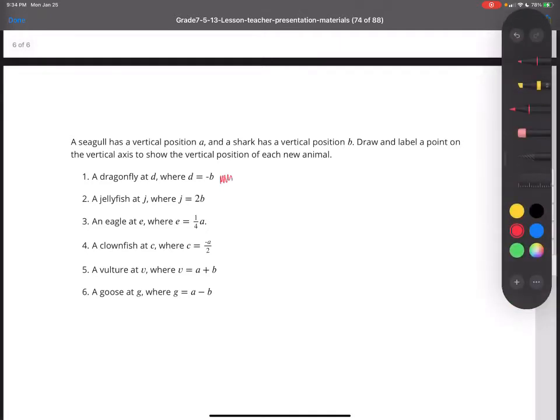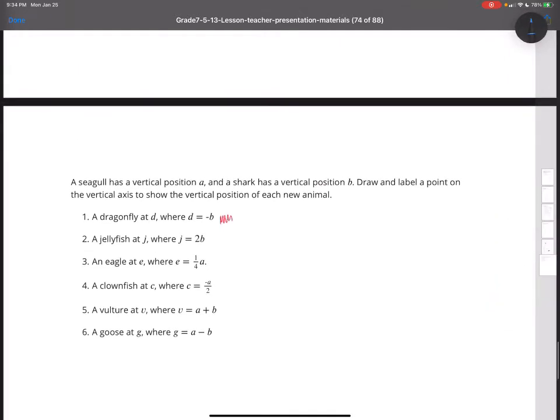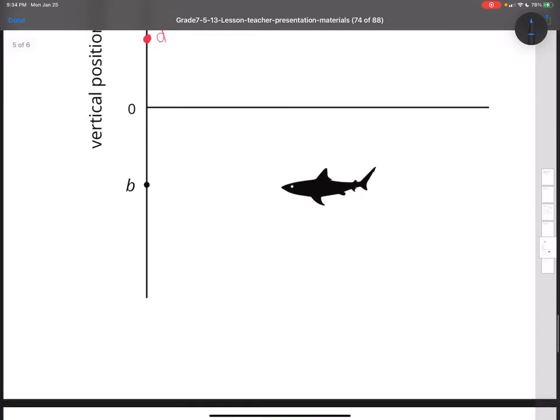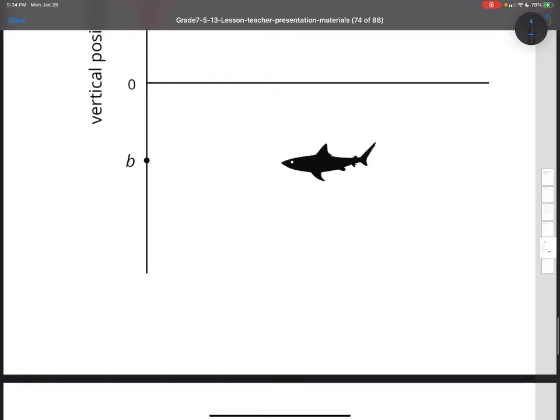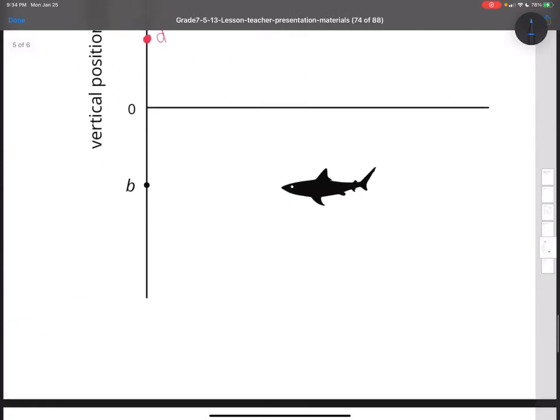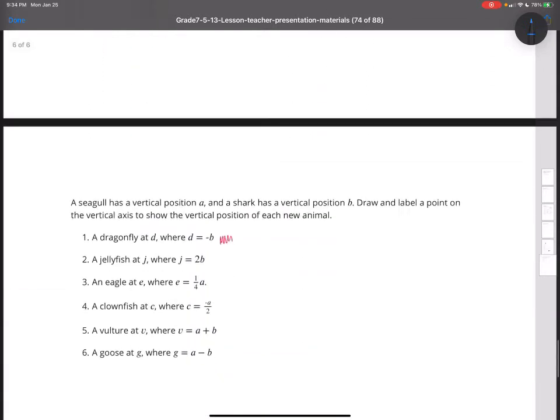Now let's look at number 2, which I'm going to do in blue. It says a jellyfish at J, where J is equal to 2 times B. Hold on, wait till the motorcycle passes by. J would be twice the amount of B. So if B is 1, then J would be 2, so it would be right here, because it's twice. So this would be J.